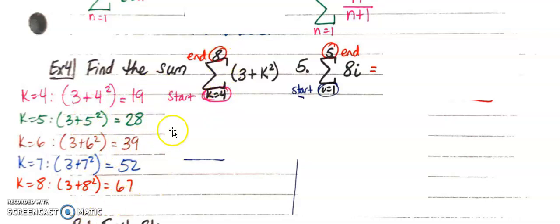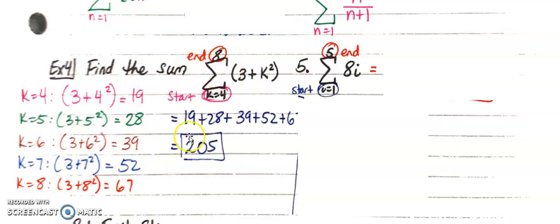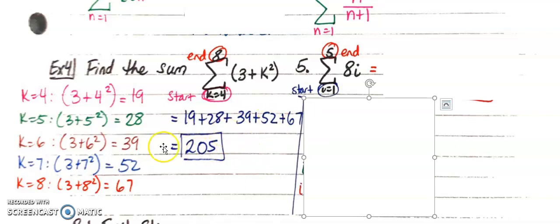That's not your answer though. A sum means add together. So now we're going to take each one of these and add them together. So 19 plus 28 plus 39 plus 52 plus 67 gives us 205. So the sum of 3 plus k squared from k equals 4 to 8 is 205. So we're doing this exactly like we did on the front page when we were finding our terms.